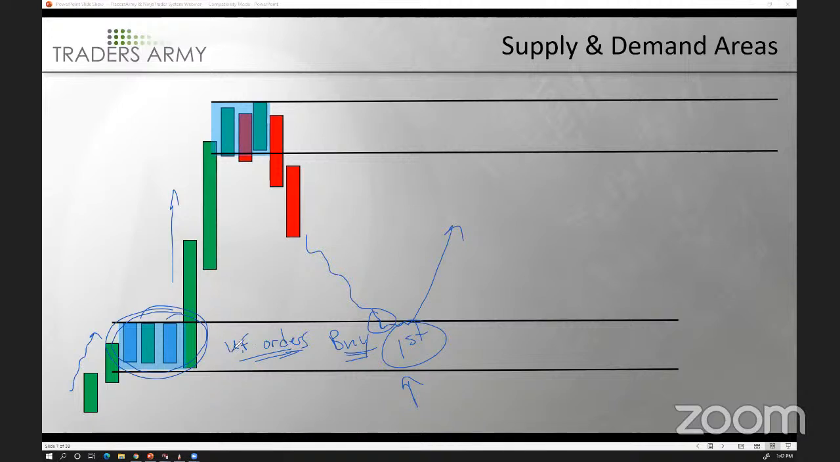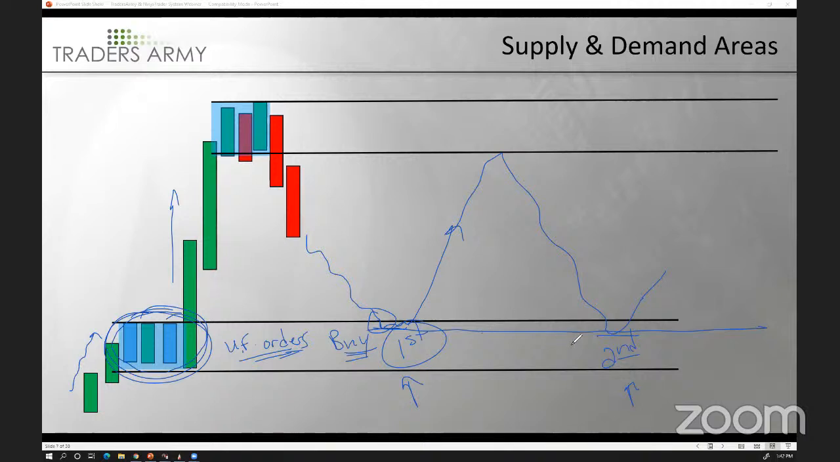Now, you can't call this support yet. A textbook would say price has to come down again, and you have to have two pivots in order to connect those two pivots to call it price support. Now you can call it support. But this is the second retest to the origin of demand.